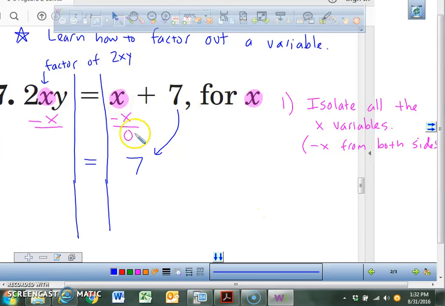The left side, once again, these right here are like terms. Do these look exactly alike? No. One of them has a what? An x and a y.